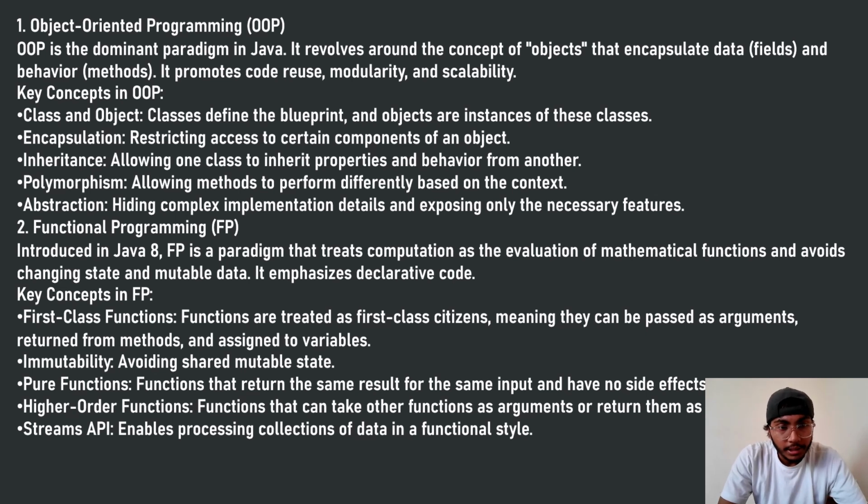Functional programming. Introduced in Java 8, FP is a paradigm that treats computation as the evaluation of mathematical functions and avoids changing state and mutable data. It emphasizes declarative code. Key concepts in FP: first class functions. Functions are treated as first class citizens, meaning they can be passed as arguments, returned from methods, and assigned to variables. Immutability, avoiding shared mutable state. Pure functions. Functions that return the same result for the same input and have no side effects. Higher order functions. Functions that can take other functions as arguments or return them as results. Stream API enables processing collections of data in a functional style.